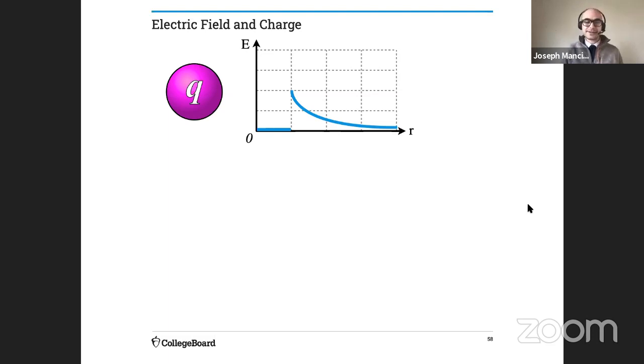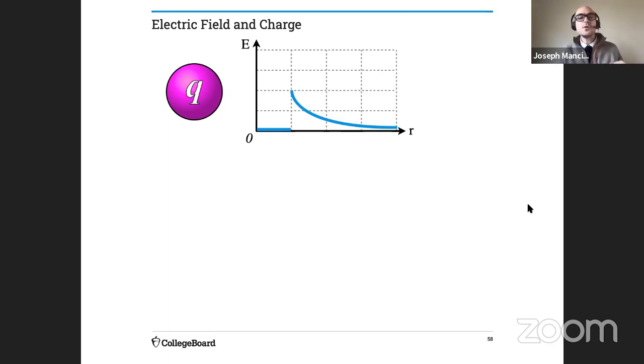I apologize. So okay. Here is a graph of the electric field caused by that particular charge. This is the electric field caused by that point charge, where the beginning of the graph up to that first tick mark is up to the radius of the charge itself. So this is the electric field measured as a function of distance starting in the center of the charge.